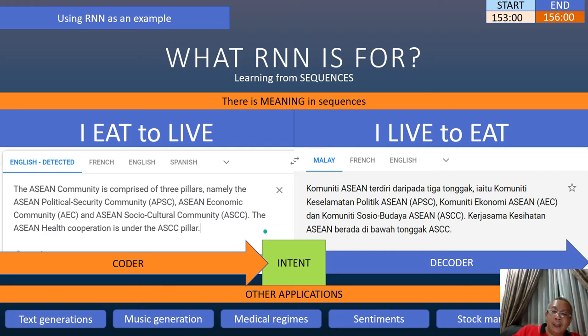Okay. Look at, for example, an example of machine learning, which is Google Translate. Look at the words here. The ASEAN community is comprised of 3 pillars, namely the ASEAN Political Security Community, APSC, ASEAN Economic Community, AEC, ASEAN Social Cultural Community, ASCC. The ASEAN Health Cooperation is under the ASCC pillar. When we translate it into Malay, first of all, the wording has changed in sequence. ASEAN Community is not translated into ASEAN Community, but it's translated to Community ASEAN.